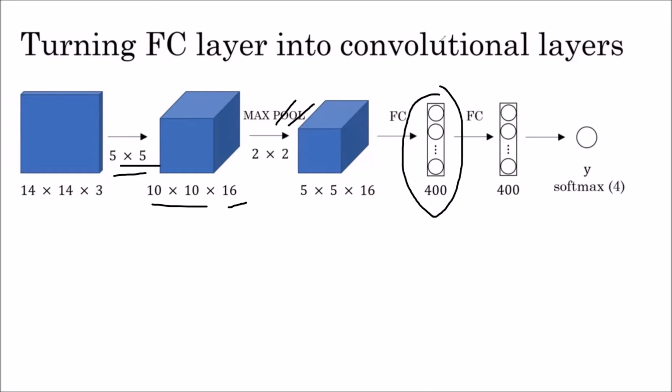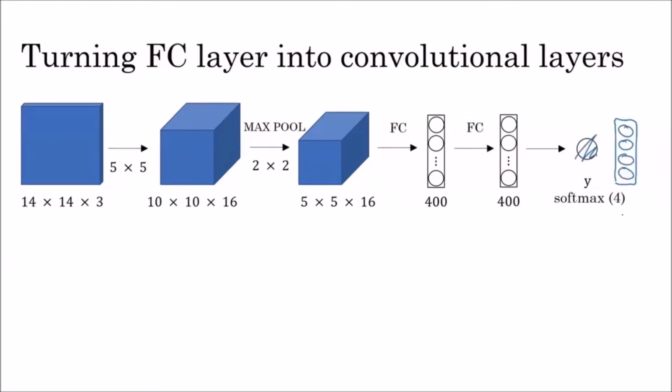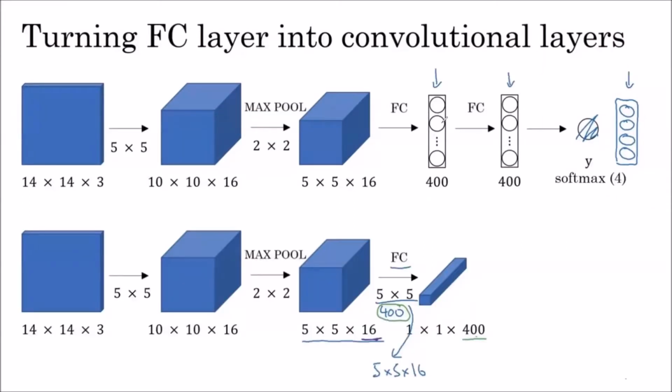Now we are interested to represent these two fully connected layers and also the softmax layer, which has four neurons. We want to represent these three layers as convolution layers. So this is how we can represent the fully connected layer as a convolution layer.